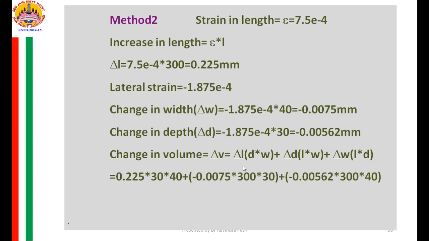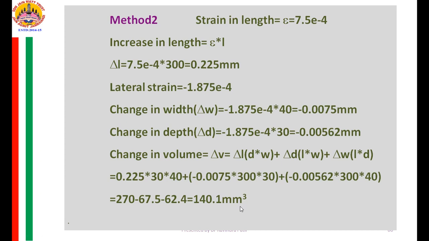Substitute all the values here. You will get the volume change as 140. Earlier it was 145. Here by mistake, instead of 50 I have taken 30 mm. I have taken 30 by 40. That is why a slight change of 5 mm cube is there. That is not important. Have you got the procedure?